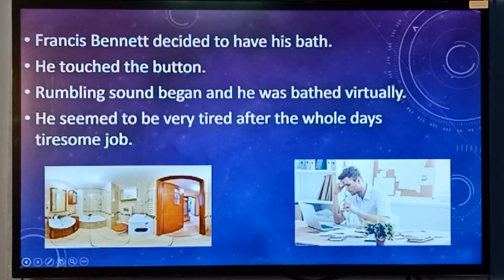Francis Bennett decided to have his bath. He touched the button, a rumbling sound began, and he was bathed virtually. He seemed to be very tired after the whole day's tiresome job. The busy day ends on a happy note.